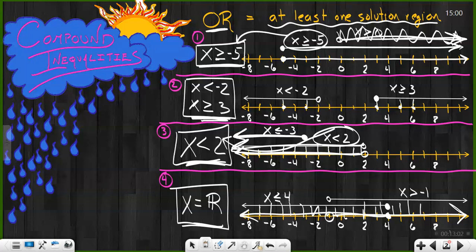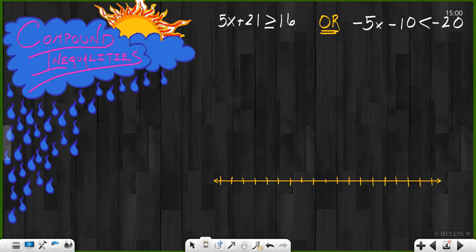Going in opposite directions, as we see in number 2, you just have to write it as two statements. And if you're going in opposite directions with an overlap, seen here in number 4, every single real number will make that true. All right, so let's take a look now at some examples.